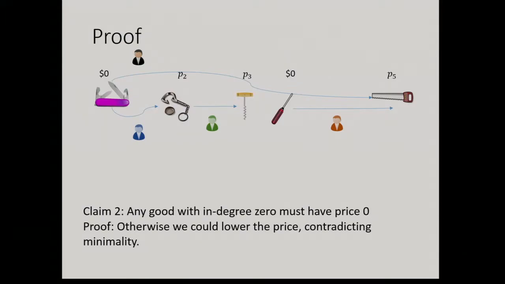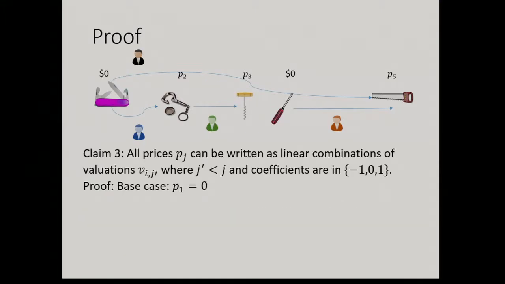And the next observation is any good that has in degree 0, and we know there's at least one of them, has to have price 0. And that's not too hard to see. If it didn't, I could just lower the price by a little bit, and I'd still have Walrasian equilibrium prices, which would contradict minimality, because there's nobody who isn't getting the good but is indifferent to it. Okay. So anything with in degree 0 has price 0. And so I claim any price in the minimal Walrasian price vector can be written as a linear combination of buyer valuations where these are valuations for goods that come earlier in the topological sort than good j does.